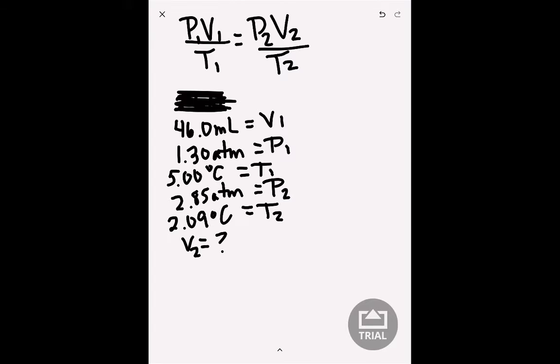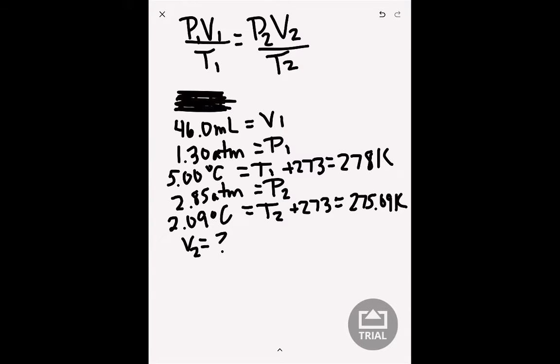So, we have to use all three of these here because we are given all three. We got to do all three here. So again, before we do anything, let's go ahead and convert our Celsius to Kelvin before we forget. So plus 273, that's going to give us 278 K. And then if we do 273 here, that's going to give us 275.09 K.